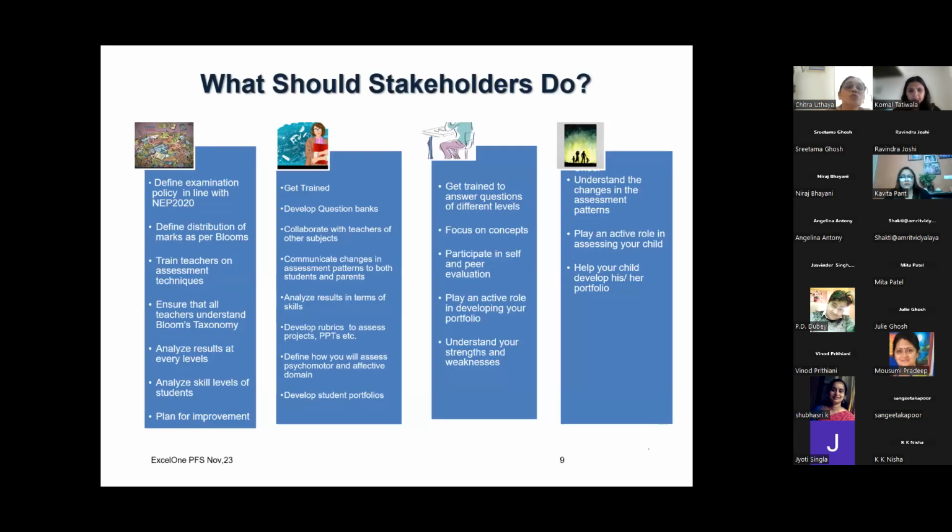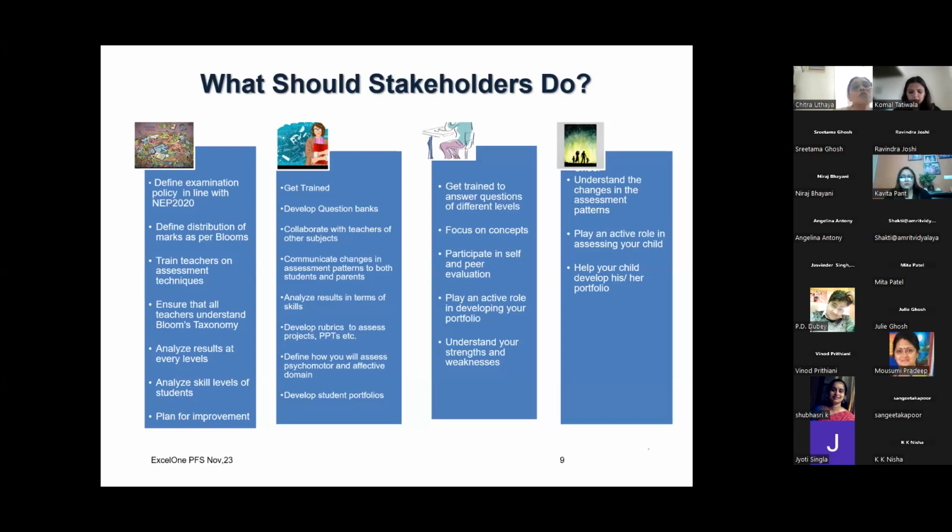Now, what should we do? So we, as stakeholders, we have to bring about changes in the way we assess our students. So the school has to make a change. So we have 4 stakeholders here. The first one talks about the school. The second talks about the teacher. What changes should the teacher make? The third talks about the student. What changes should the student make? And the fourth one talks about parents. What changes should parents make? So all of us, all the stakeholders need to understand the changes that are going to be brought about in the way students will be assessed.